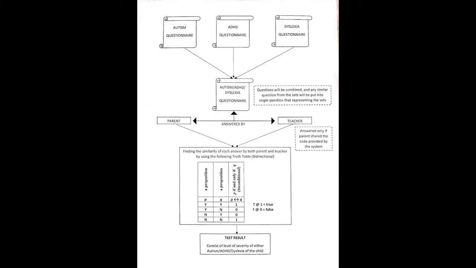The second output is the test result. The result is calculated using the average score of both parent and teacher. Based on these 2 outputs, the conclusion that can be made is that the higher the similarity percentage, the higher the accuracy of the test result.